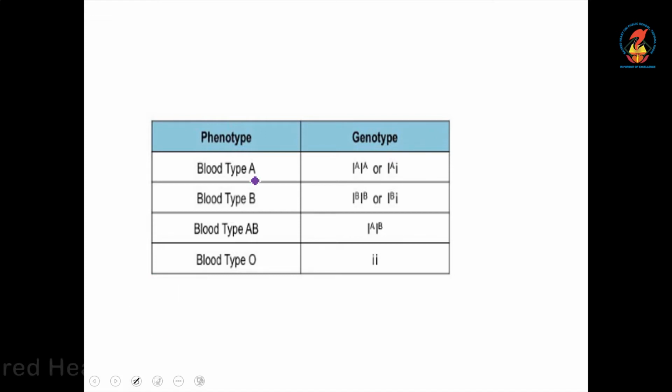We have 4 blood groups: blood group A, blood group B, blood group AB and blood group O. And you should be familiar with the genotypes. Blood group A is IA IA or IA i. Blood group B is IB IB or IB i. Blood group AB is IA IB and blood group O is ii. This should be in your mind to crack problems.